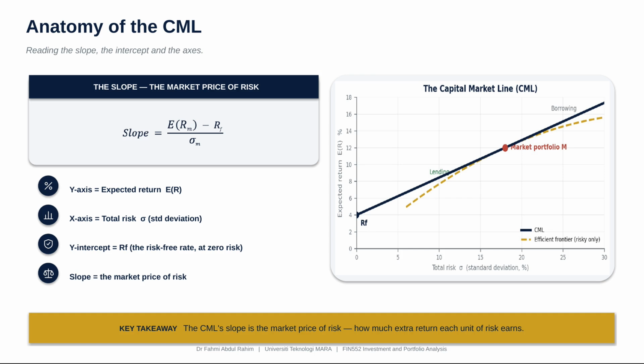On the graph, you can also see the market portfolio M sitting on the line, with lending portfolios to its lower left, where you mix in some safe asset, and borrowing portfolios to its upper right. The takeaway: the CML slope is the market price of risk, how much extra return each unit of risk earns. Let us now turn that slope into a usable equation.